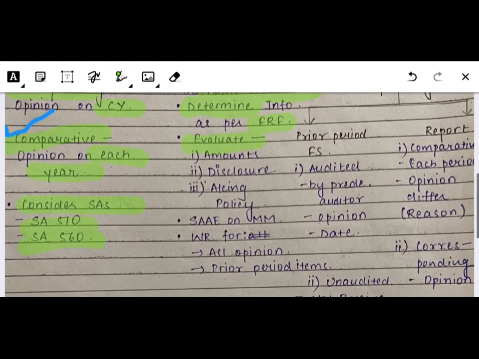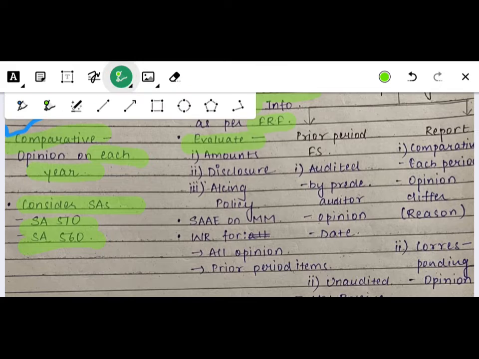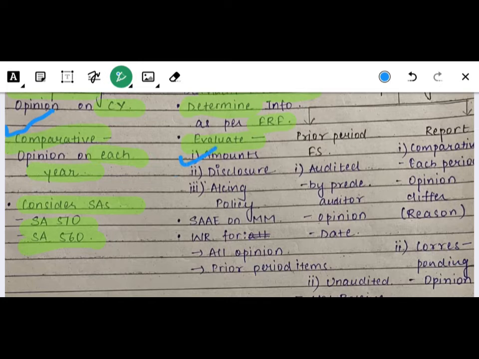You have to first evaluate the amounts and the disclosures. The amounts of 2018-19 and 2019-20 and their disclosures in your report should not differ from the audit report of the respective years. Okay. And the third one is the accounting policy. The accounting policies applied in the previous year should be consistent with the current year, and if there are any changes, then they should be appropriately accounted for and disclosed.